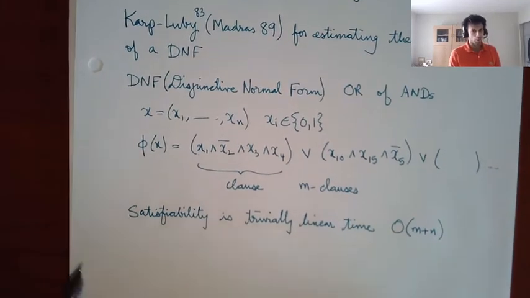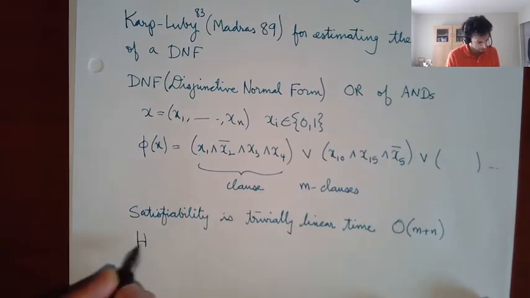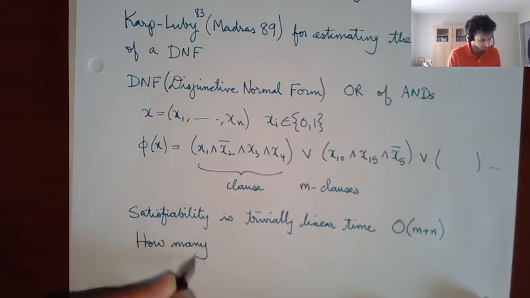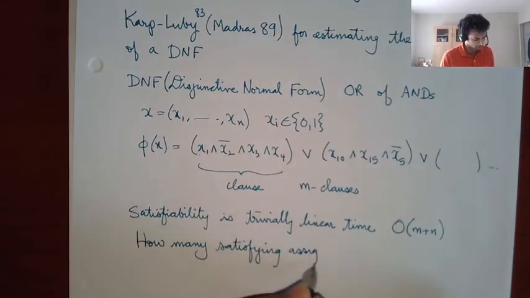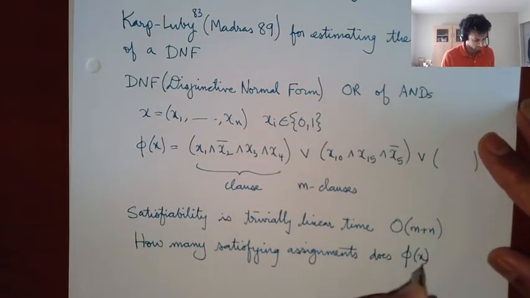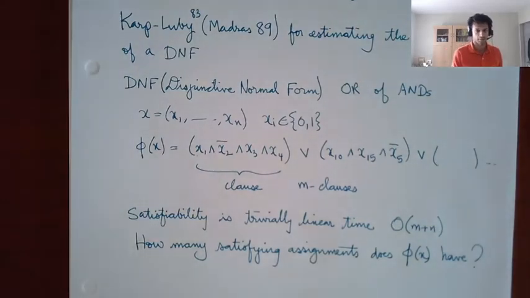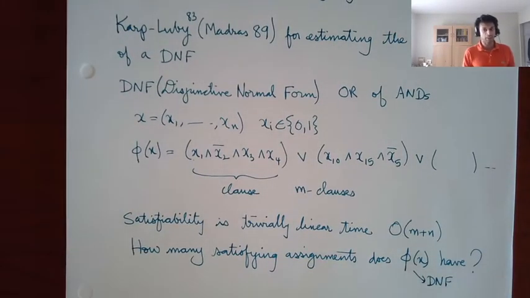But what about the counting version? So the counting version is how many satisfying assignments does phi of x have? Does this make sense? So you want to count the number of satisfying assignments, where phi is again a DNF. So satisfiability is easy, but you want to count the number of satisfying assignments.